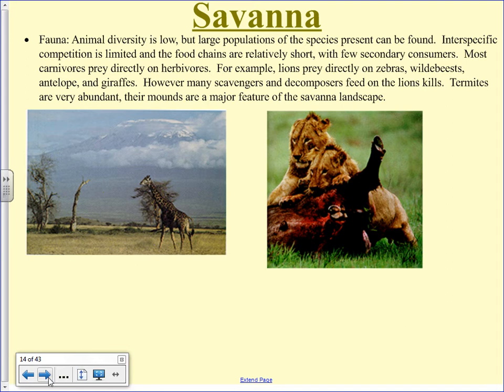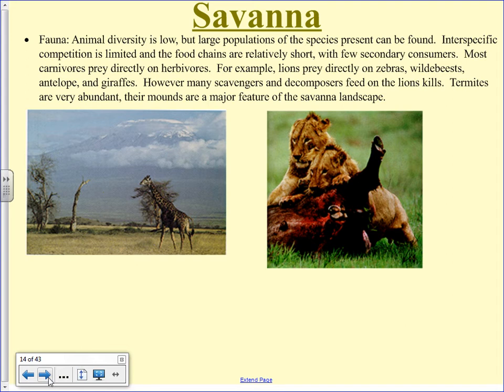Animal diversity is low. Not like in the tropical rainforest where you had all these bugs and these really, really long food chains and whatever else. In the savanna, food chains are really, really short. There's the animal that eats the plants, and then the top carnivore that eats that animal. Lions prey directly on the herbivores. That's a short food chain.